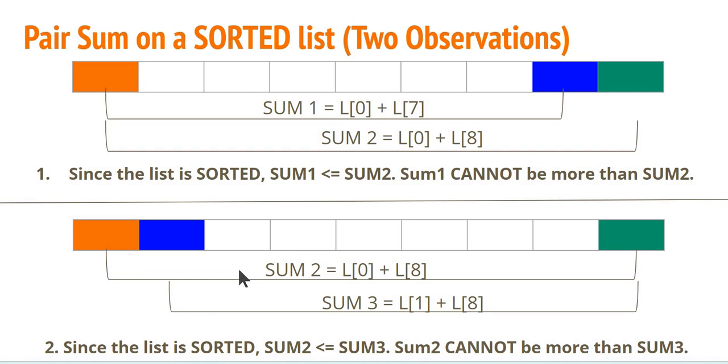Similarly, if I look at two sums, L0 plus L8 versus L1 plus L8, we can be 100% sure that sum 2 is less than or equal to sum 3, because for the same reason the list is sorted and L0 is less than or equal to L1. So sum 2 cannot be more than sum 3. In fact, this is the basis for going further. We can see how we'll use this to create the so-called two-pointer algorithm. Let me first describe it in words, and then we'll see a visualization.